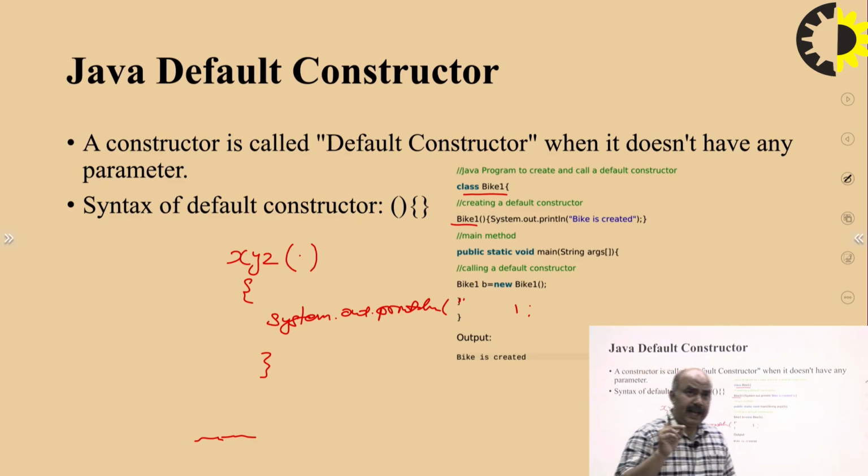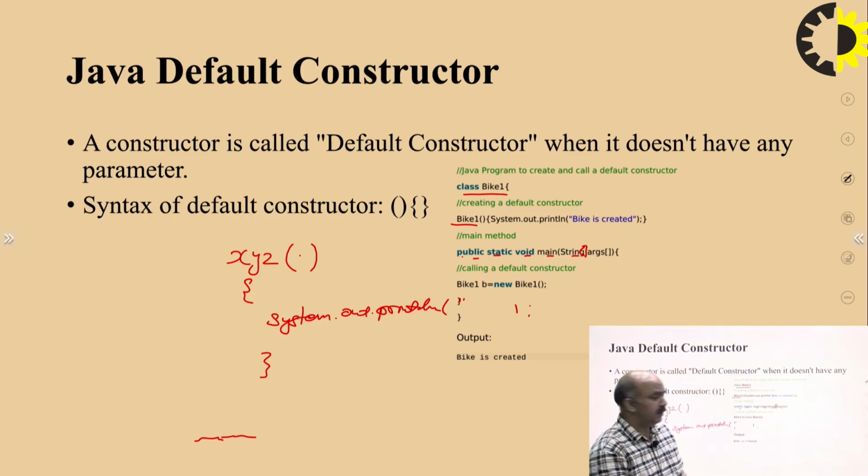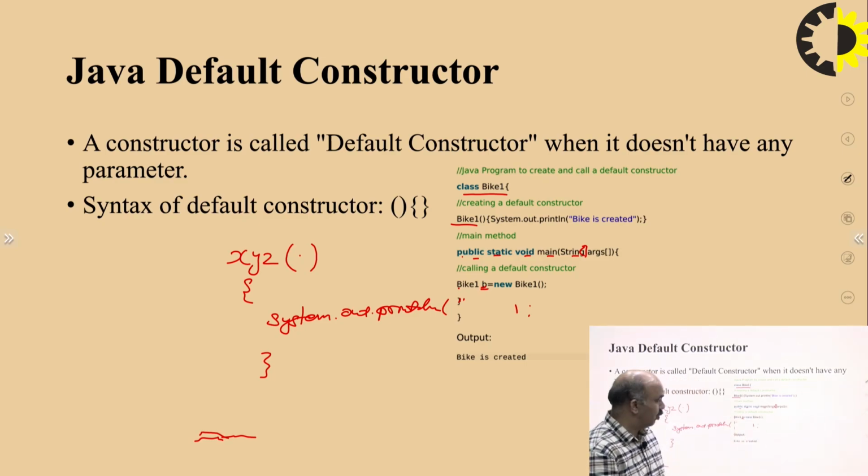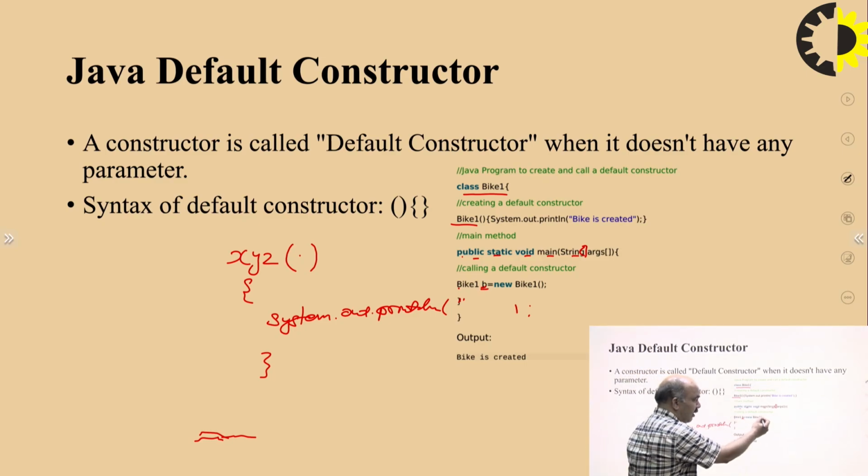The constructor is defined within the class, but not in the main class. After defining the constructor, we write the main class, that is public static void main(String[] args). We can also write the strings here, and the arguments can be replaced with other names. Now the instance is created: b is an object created by using the new keyword, that is new Bike1.